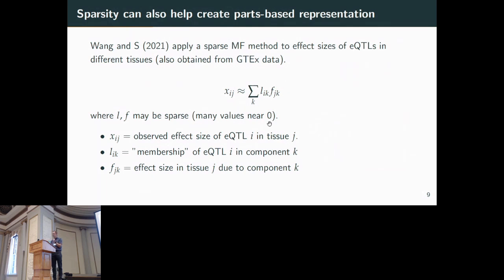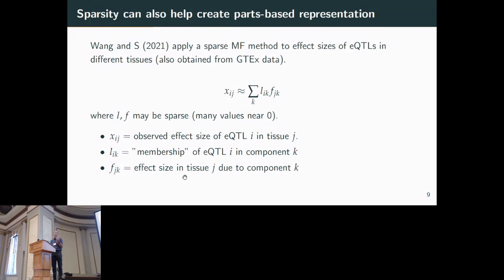So here you can think of L_ik as representing the "membership" of eQTL i in component k, and I put membership in quotes specifically because in this particular case, we're not going to assume L is non-negative. We could have, but we're not. So membership here can be positive or negative. That's because eQTLs, depending on which allele you choose, could increase expression or decrease expression. That's one way of thinking about it. And then F is the effect size in tissue j due to component k. So again, F can be positive or negative.